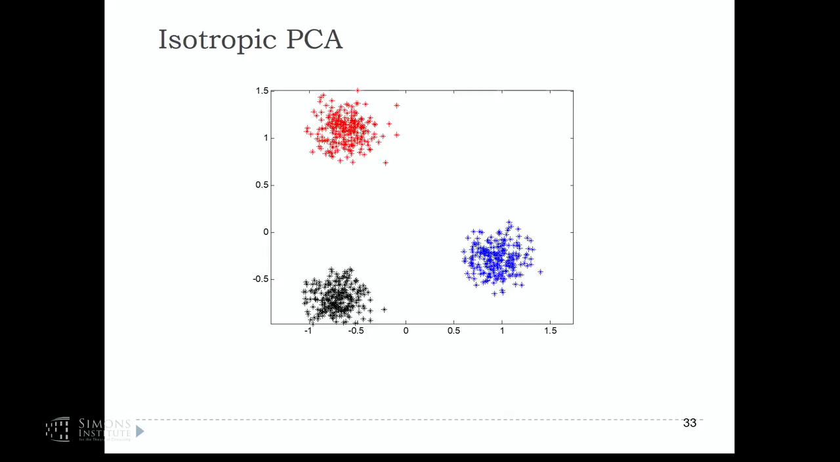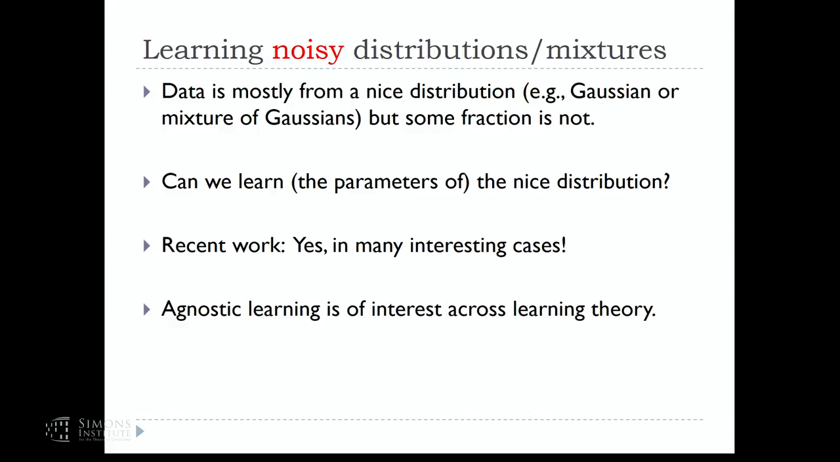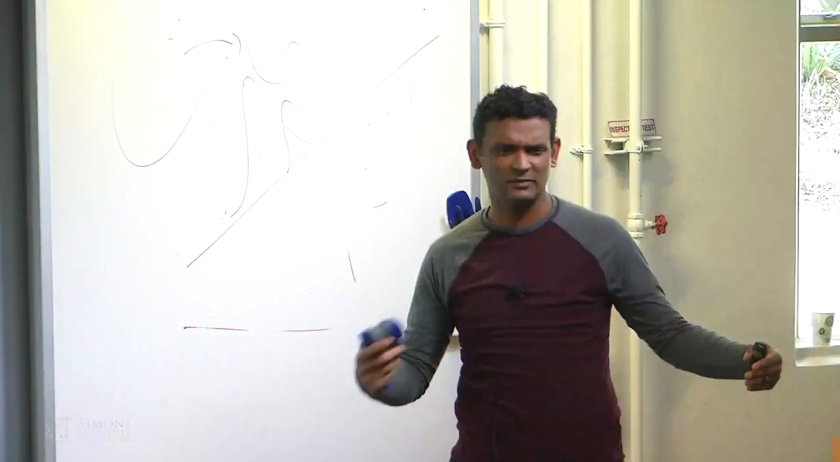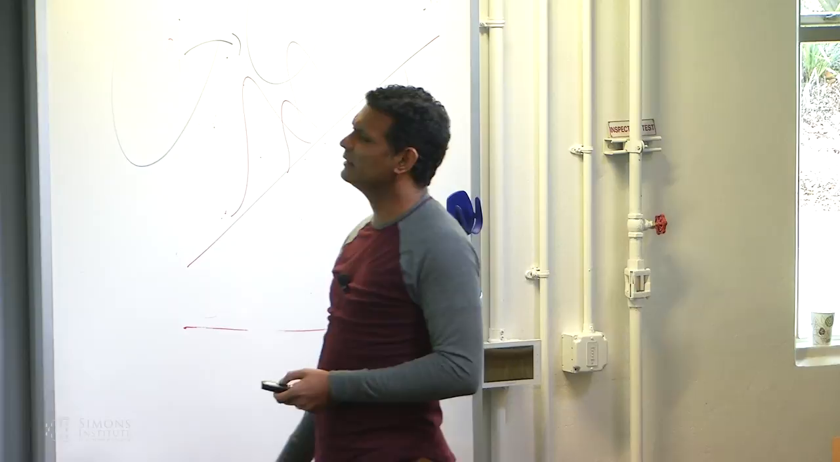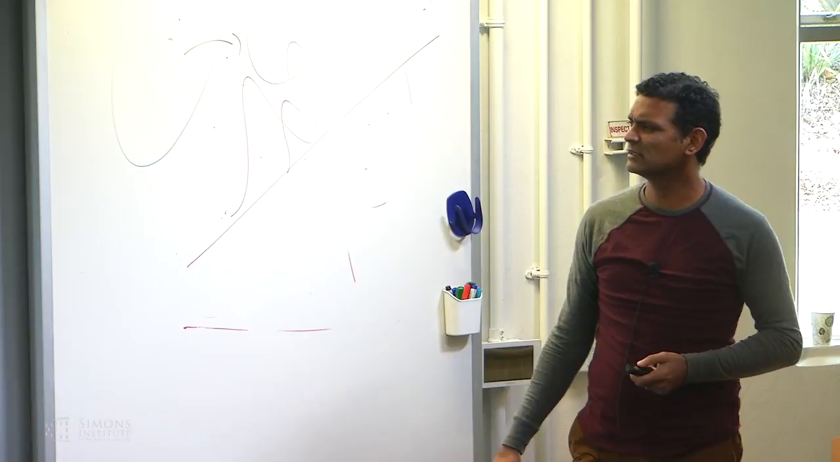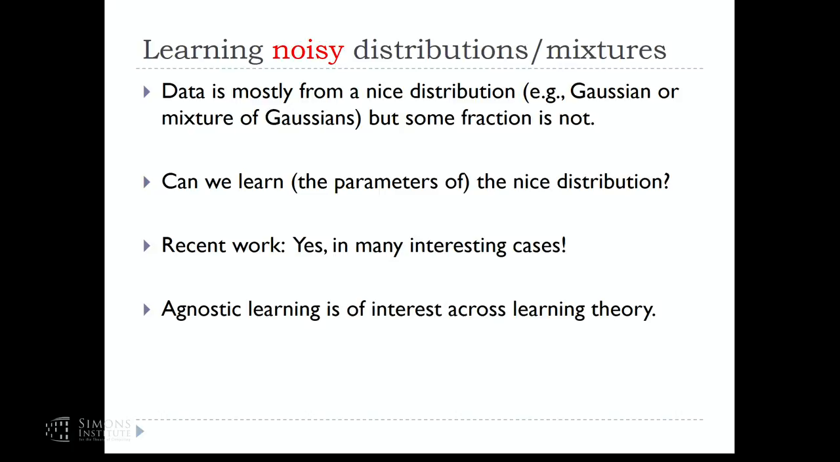Okay, so just to finish off this section, an extension that's important that I haven't dealt with is learning noisy distributions. So what if your data is mostly from a Gaussian or mostly from a mixture, but 1% is not? What can you do? In general, this is agnostic learning, and of course it's of interest in supervised learning as well. And in recent work, over the past couple of years, for many of these problems, the answer is yes. For others, it's still open. So there have been some developments on how you can remove outliers and how you can deal with arbitrary noise, small levels of it, in these types of generative models.